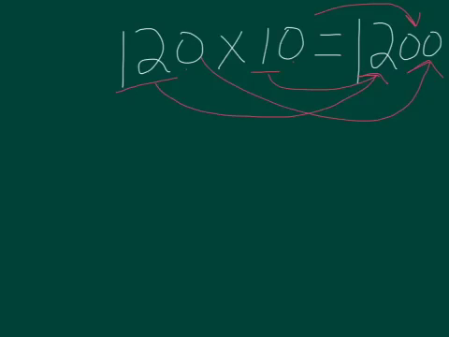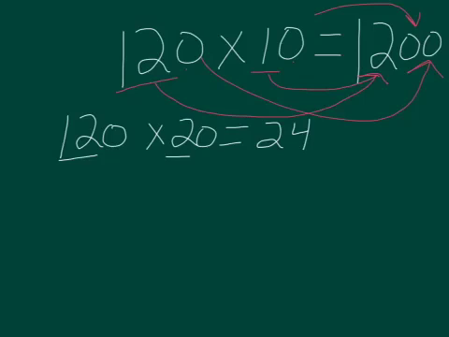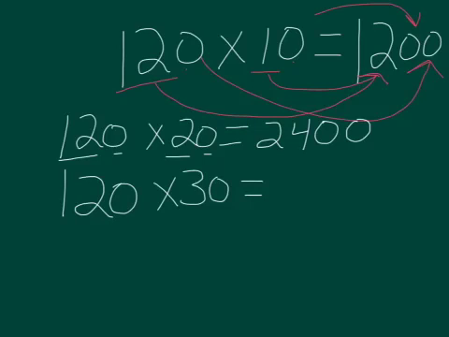So if that's how it works for multiplying by 10, how about if we have 120 times 20? Well, you use the same thing. 2 times 12 is 24. And then how many zeros do you have? 0, 0. 2,400. How about 120 times 30? With that, 3 times 12, 36. And then your 2 zeros, 3,600.